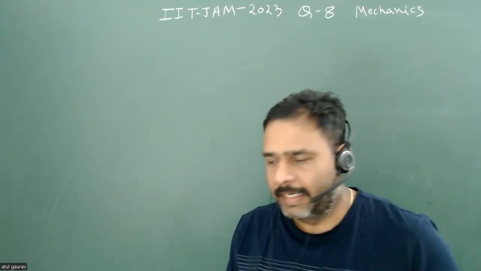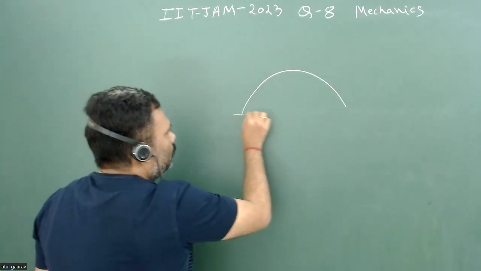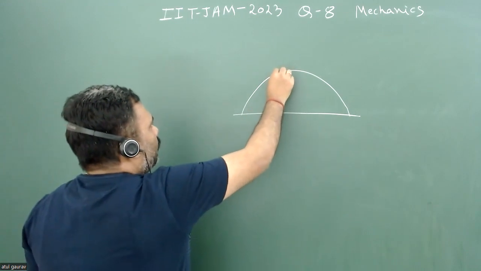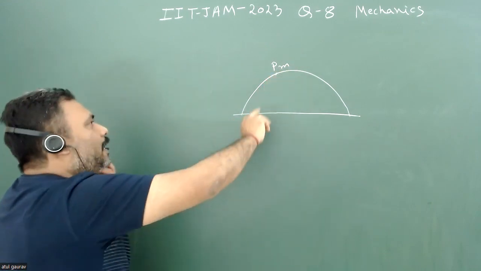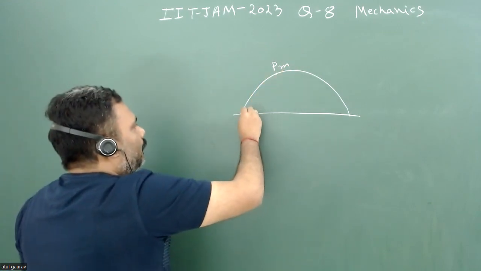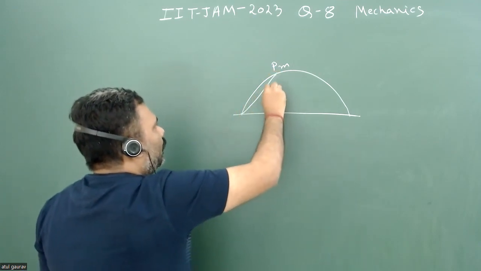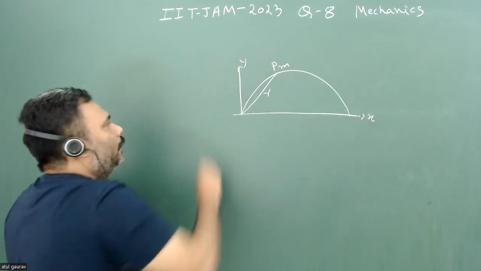Hello students, so let's try to solve one more question from IIT JAM 2023, and this question is from mechanics, and let me explain this question. So there is a projectile motion. At any point, let's say this point is P, the mass of the particle is M, and we can assume this is the origin, and this is our R vector, this is our X direction, and this one is our Y direction.